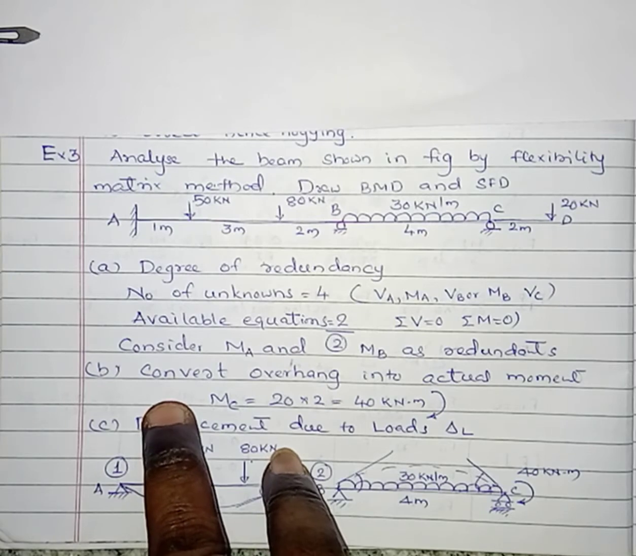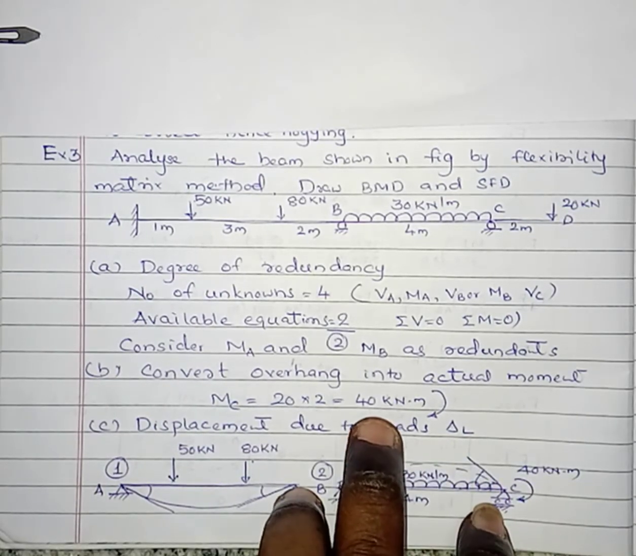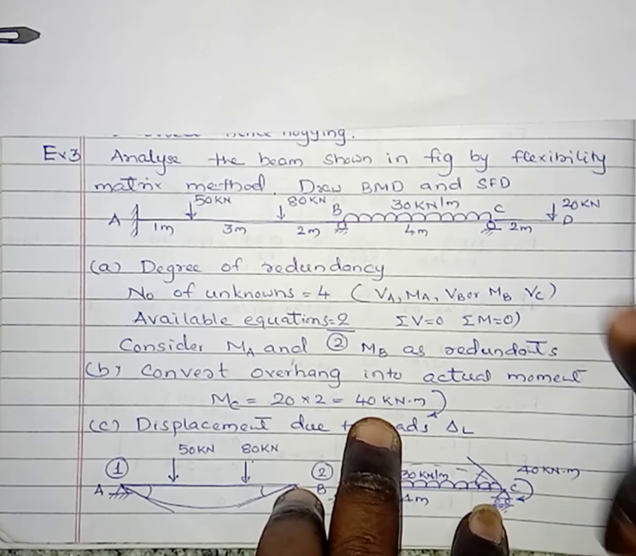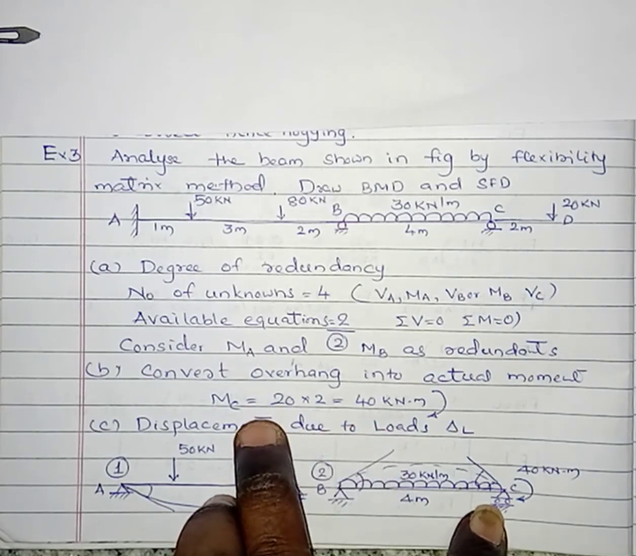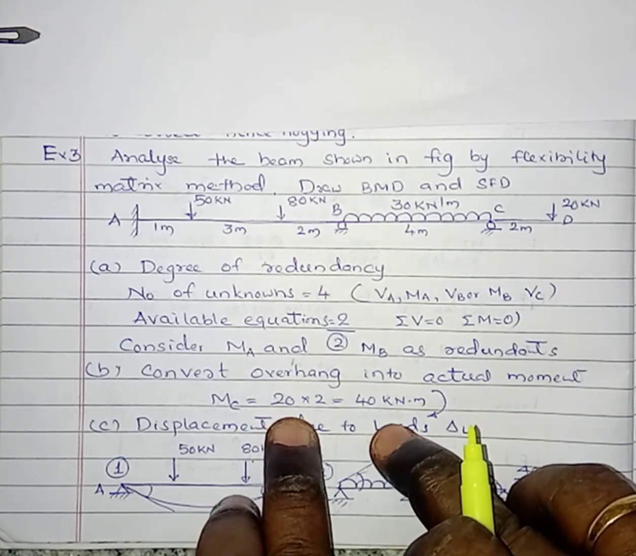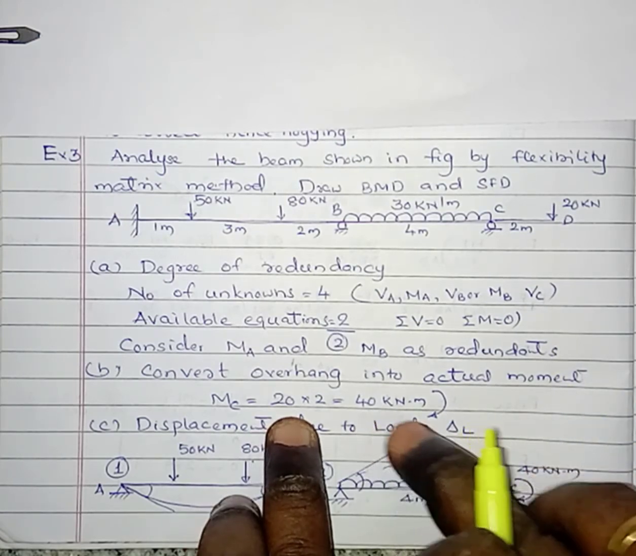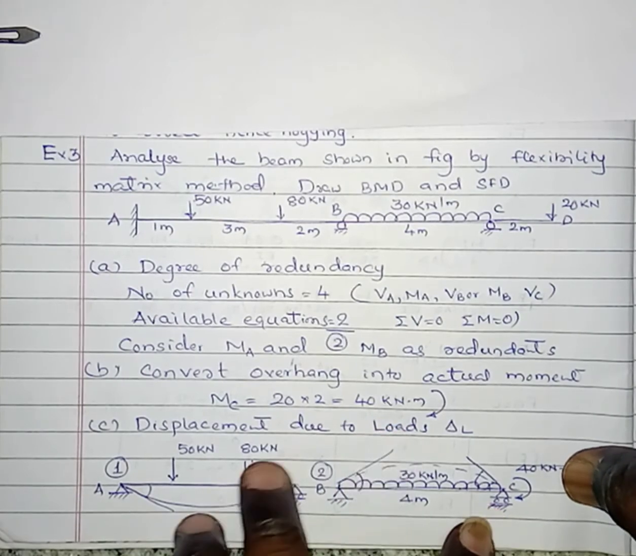Then the second step is to convert the overhang into an actual moment. Here we have to replace the point load acting at D, that is at the overhanged portion. Then the moment of that 20 kilonewton force about C is 20 into 2, that is the actual moment, in clockwise direction, that is 40 kilonewton meter.